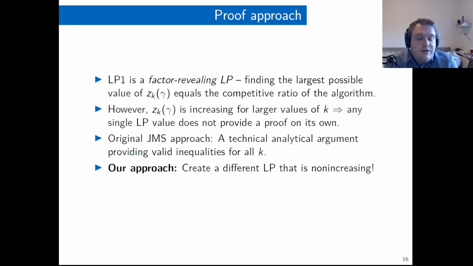Right? You would need to have a smart argument like in the original JMS approach, like a technical analytical argument showing some upper bound for all k's, and this would be enough, and you could do this. And we also do that, but we do it with another LP, and it's nice because then we only have to solve one LP and have a bound on all z_k gammas.